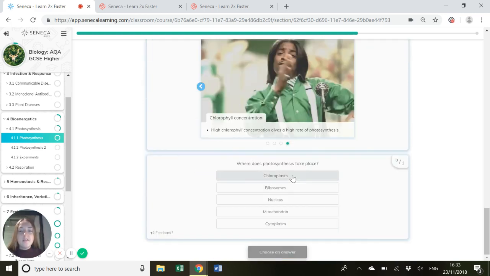So where does photosynthesis take place? So we've got all these organelles and cells. So chloroplasts, that is where photosynthesis takes place. Ribosomes, that's where protein synthesis takes place. Nucleus contains the DNA. Mitochondria, that's where aerobic respiration takes place. So the production of energy. And then we've got the cytoplasm. So this is basically the jelly inside cells, which everything is kept in. So photosynthesis is in the chloroplasts.